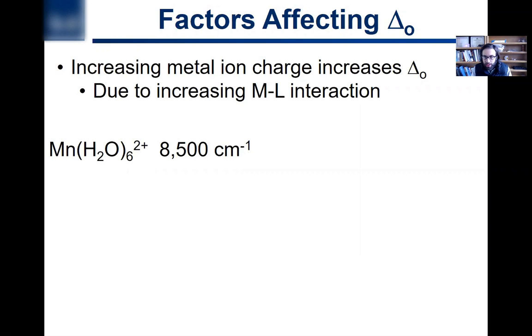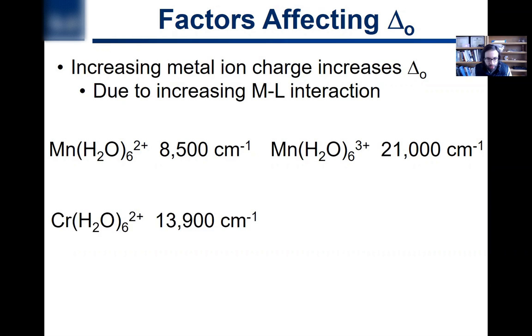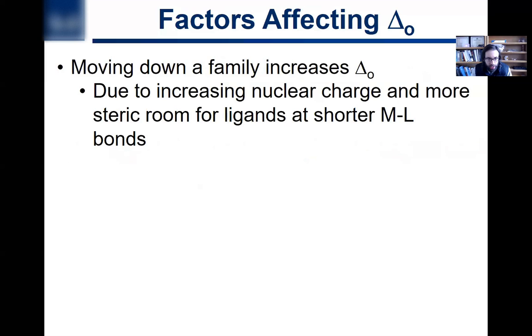So for example, if you looked at hexaaqua manganese 2+, it has a delta O of about 8,500 wave numbers. Compare that to hexaaqua manganese 3+, much higher at 21,000 wave numbers. Or you can look at hexaaqua chromium 2+, 13,900 wave numbers. When you go to the 3+ analog, it increases to 17,400 wave numbers. So that's a very straightforward trend that we can understand.